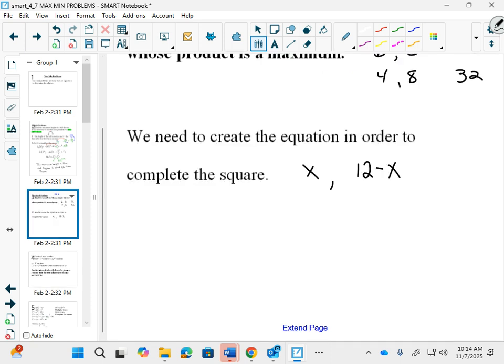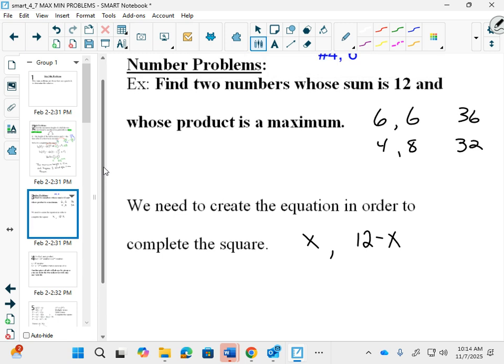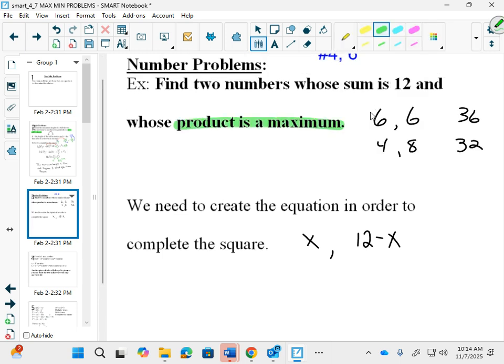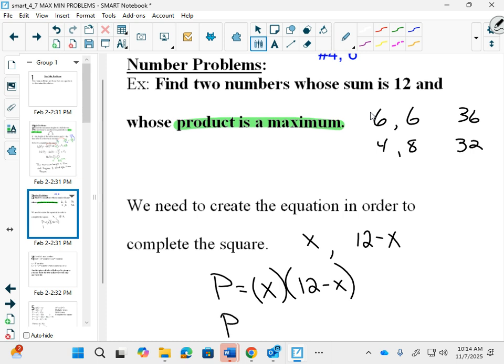And what do we want to find a maximum of? We want to find a maximum product. So whatever you want to find a maximum of, that's your equation. Product equals. Well, how do you find a product? You have two numbers. You take the two numbers and multiply. Now, if I distribute here, can you see that this is 12x minus x squared?